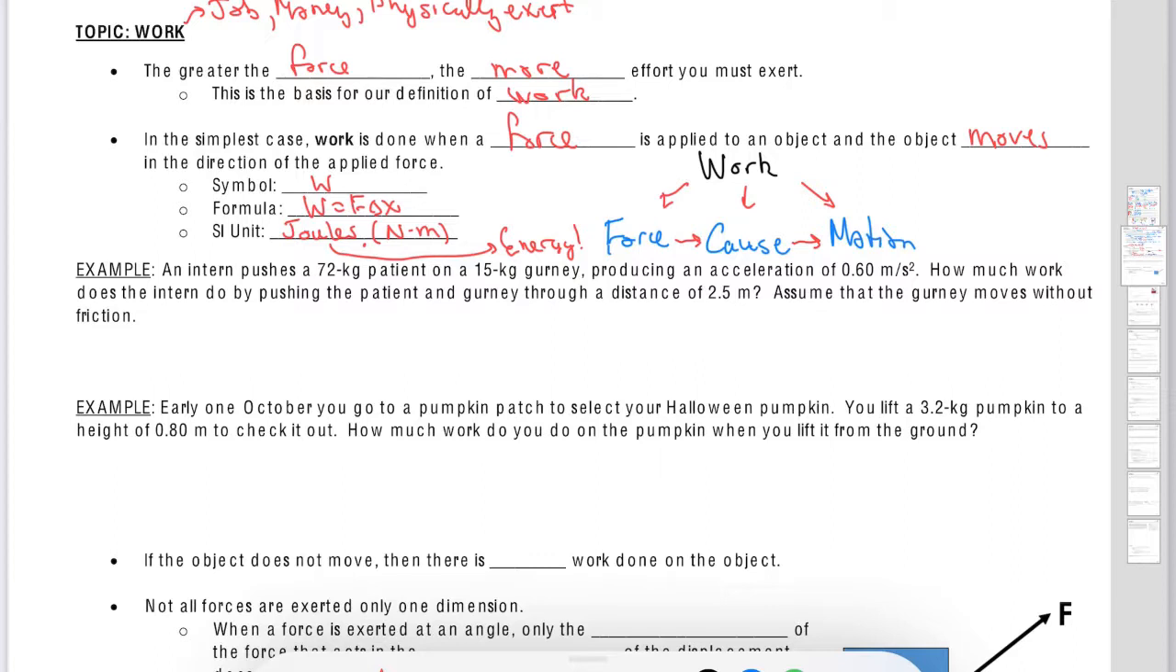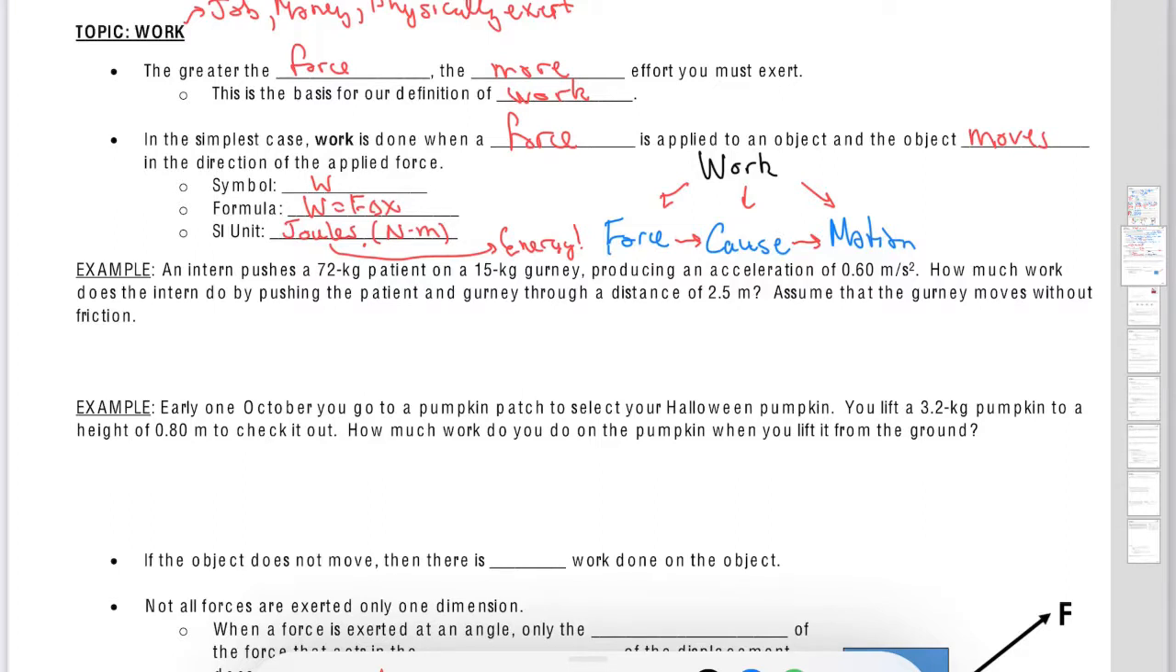Here are a couple of quick example problems. We have an intern pushing a patient in a gurney, producing an acceleration of 0.60 meters per second squared. The question is, how much work does the intern do by pushing the patient in the gurney through a distance of 2.5 meters? Assume that the gurney moves without friction. If it moves with friction, you have to account for that, which is a more advanced problem we'll talk about towards the end of this video.